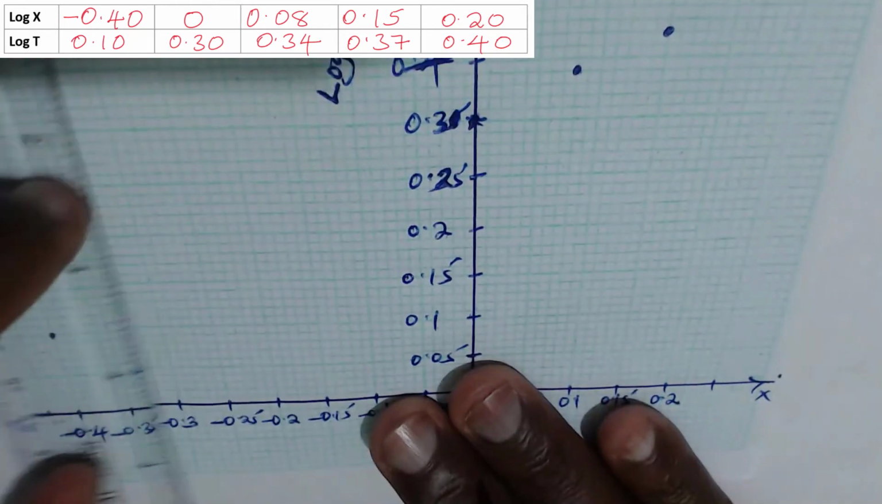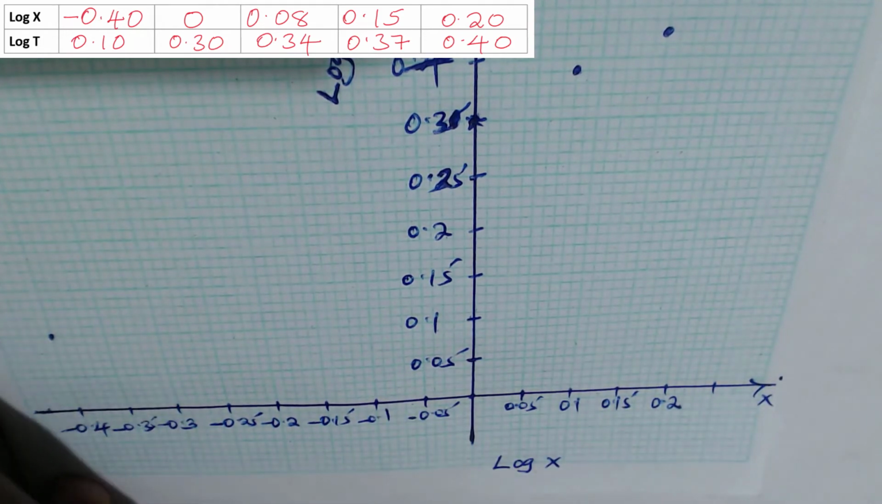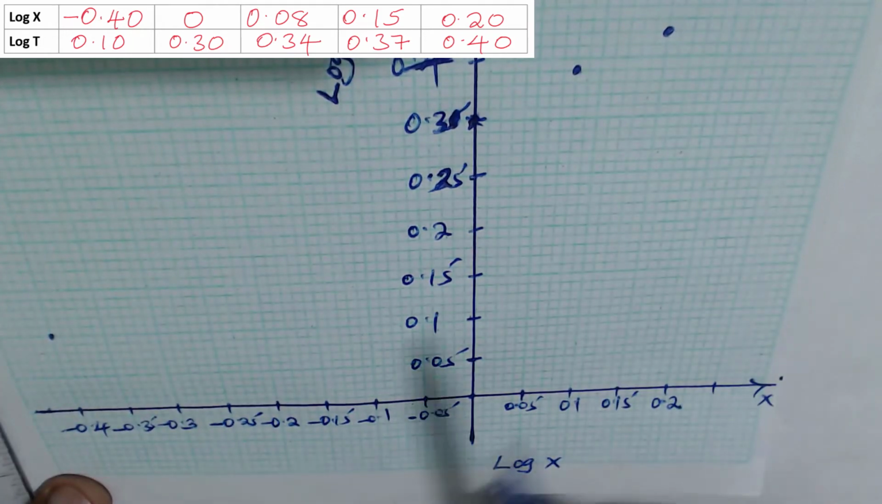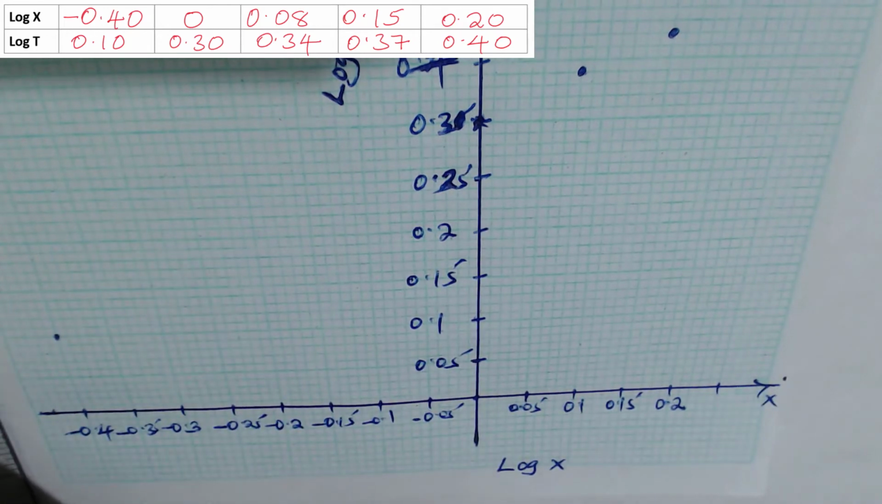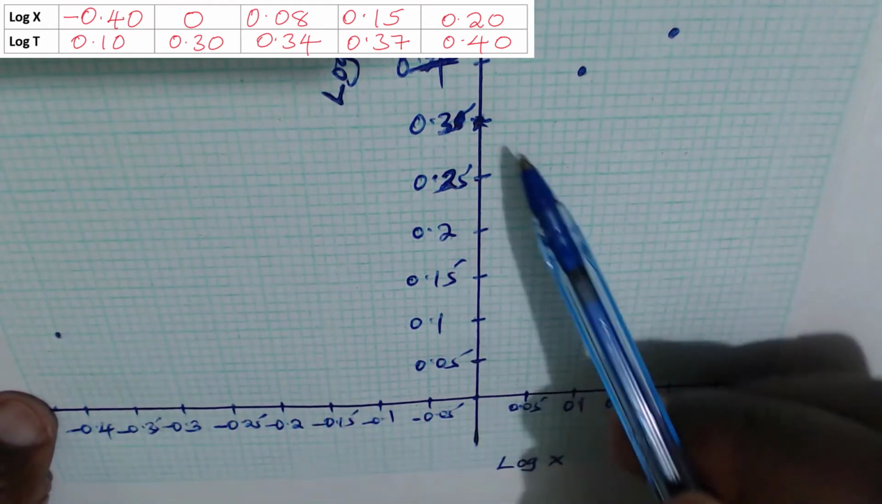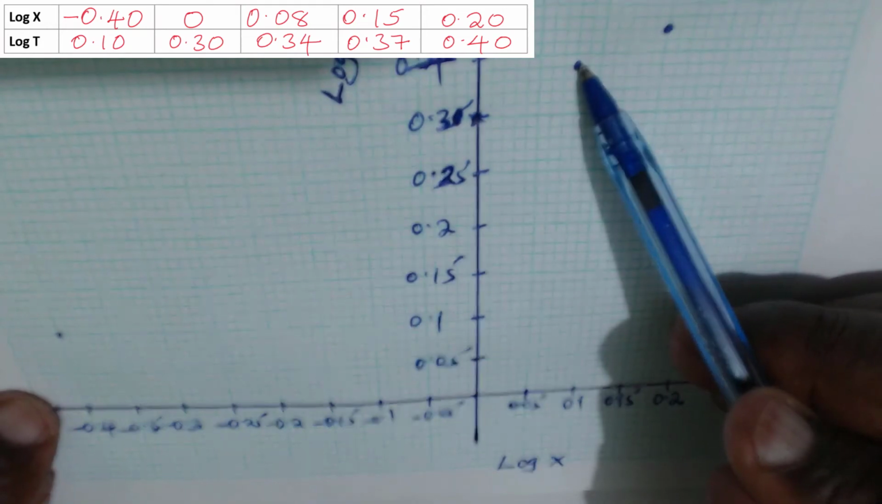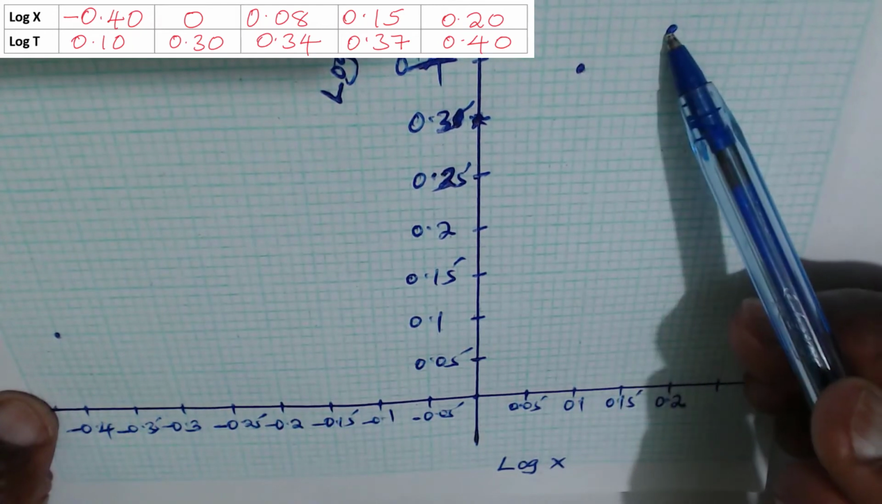The line of best fit is now visible for the 5 points. We should have 5 points, 1, 2, 3, 4, 5. So the first point is here. The other one is here. Then the next one is here. The next one is there.